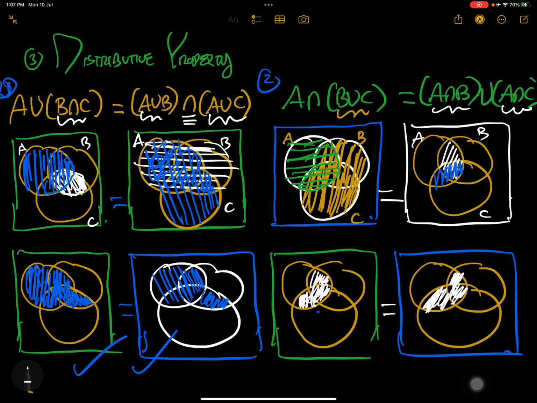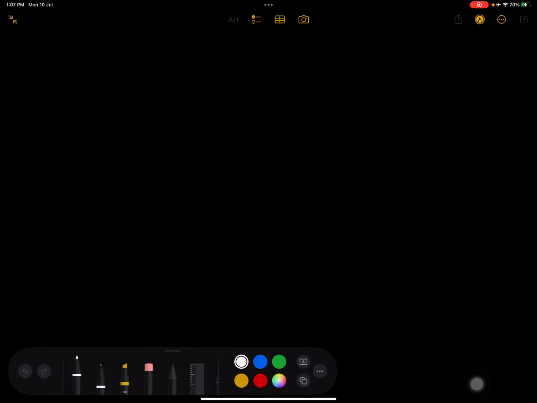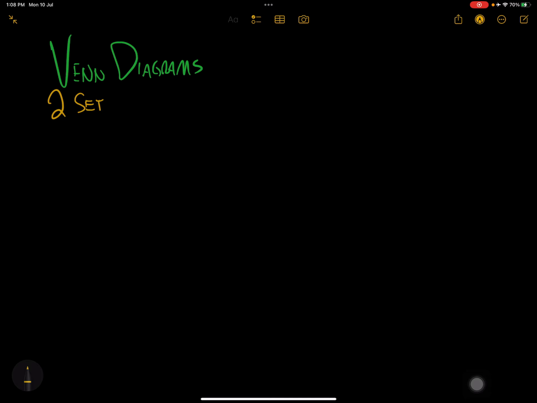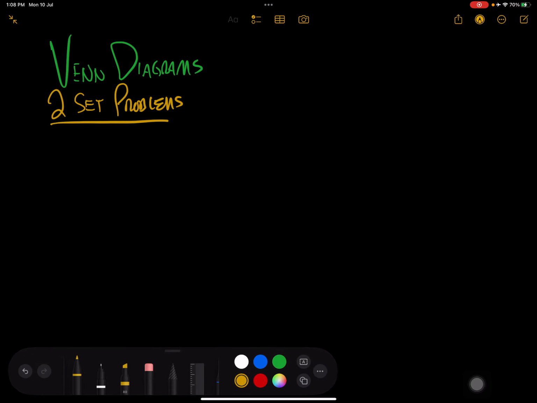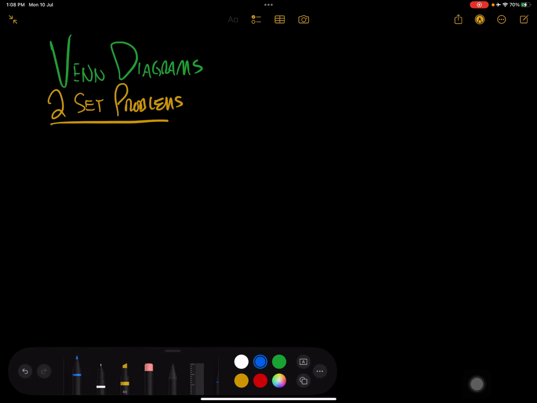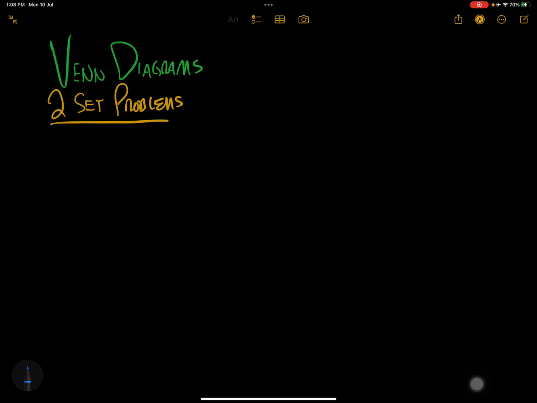Okay, so now we are going to be solving Venn diagram questions. I'm going to take maybe 2 questions on the 2 set problems, and then we're going to look at the 3 set problems. Okay, so we're going to do that. So let's take a question. The question we are having says, in a class of 40 students, we have 40 students.